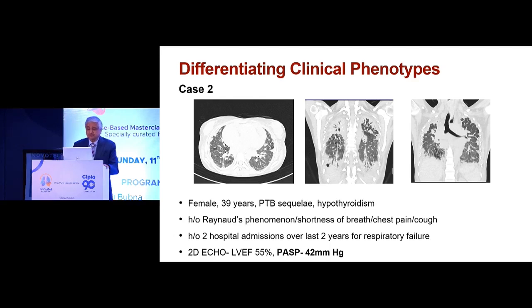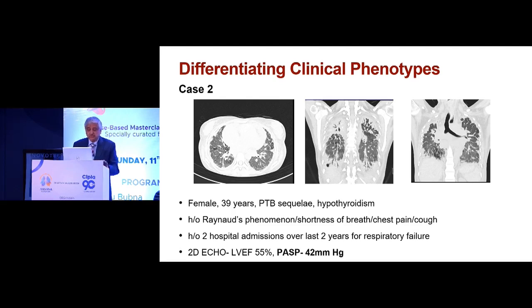She has been on follow-up for many years now. She's a 39-year-old lady who had pulmonary tuberculosis almost 8-10 years ago, treated, has sequelae of that. She has hypothyroidism. She has a history of Raynaud's phenomenon, shortness of breath, chest pain, and cough. She's had 2 hospitalizations in our hospital in the last 2 years with respiratory failure, currently on long-term home oxygen therapy, and also uses intermittent BiPAP.